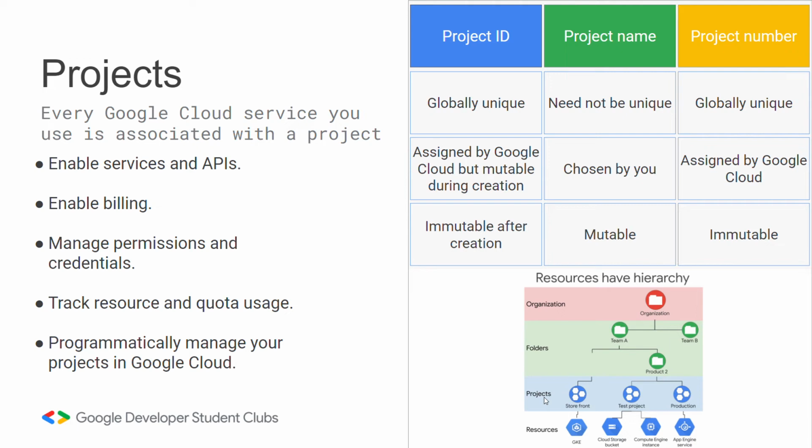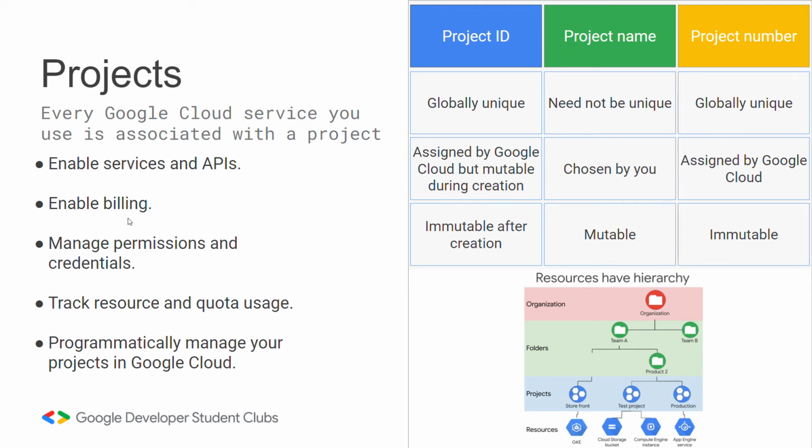Okay, so projects lie under folders, and folders lie under organizations, because resources have a hierarchy. So for example, resources lie under projects. So resources are associated with a project, projects are associated with a folder, and folders are associated with an organization.